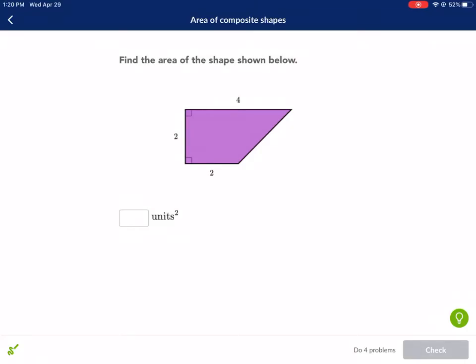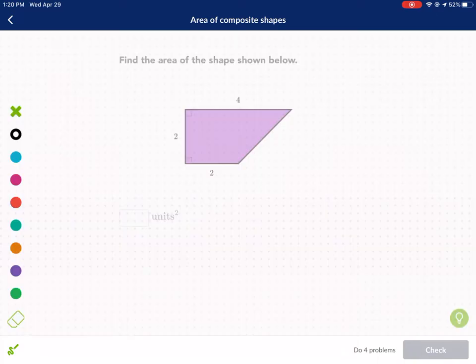Today we're going to be talking about the area of composite shapes. This is a Khan Academy exercise, so let's go ahead and get started. So here we have a purple compound shape, and it's asked us to find the area. There are two different approaches here.